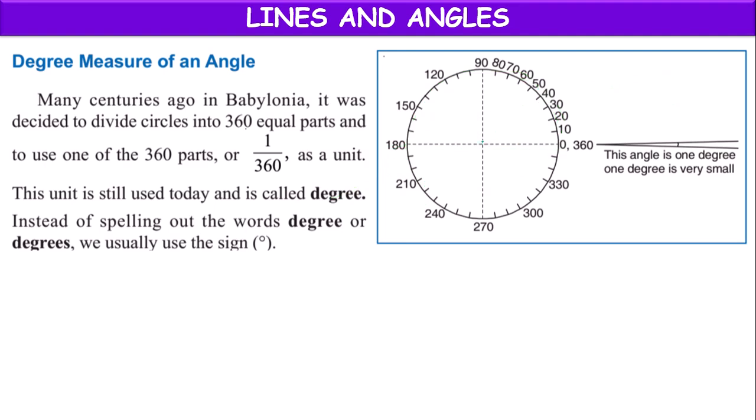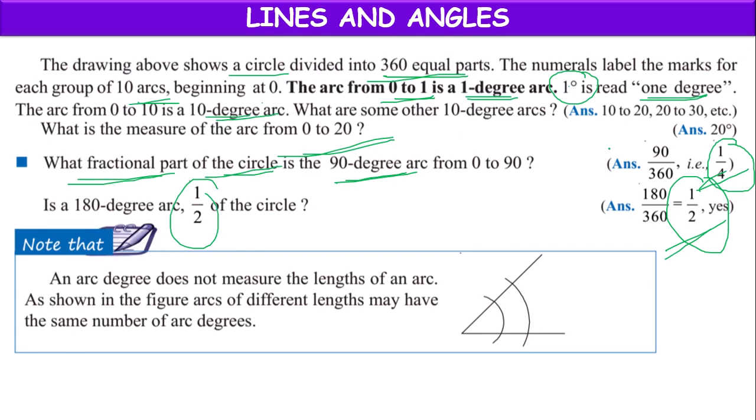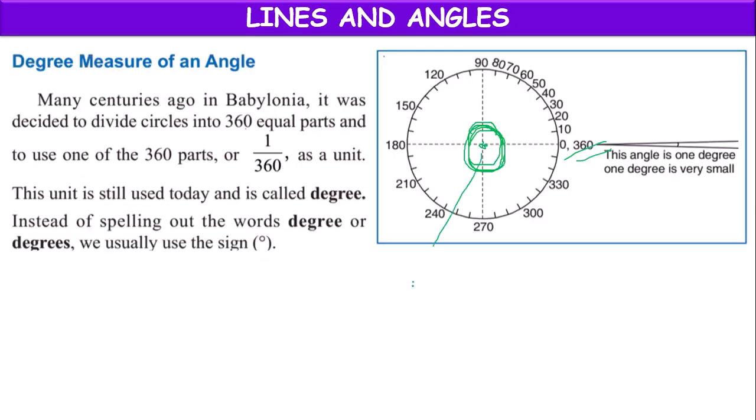And 360 degrees means, at the middle point, the total, complete arc. This complete arc measures 360 degrees. So this is known as a complete circle, or it is known as a complete angle. Complete angle means which is equal to 360 degrees.